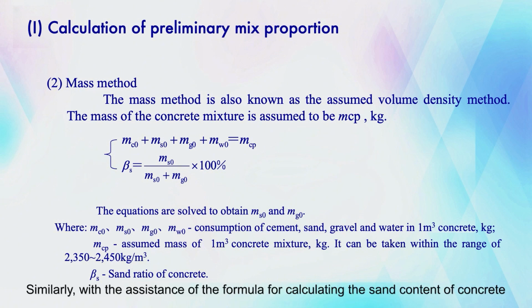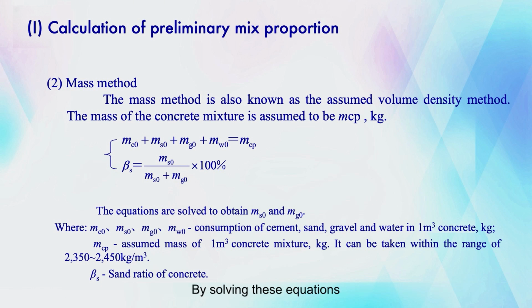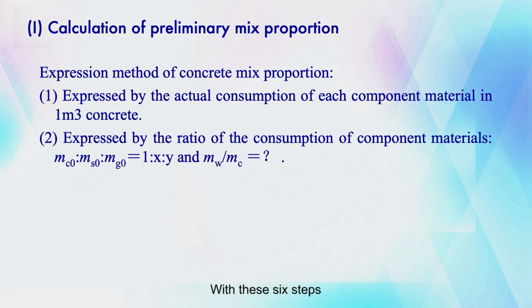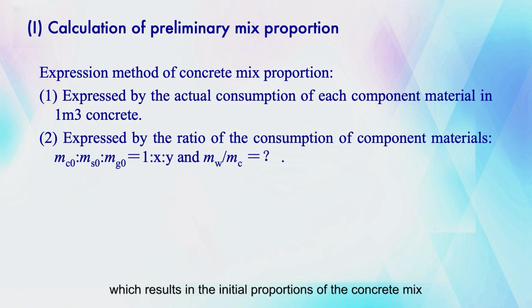Similarly, with the assistance of the formula for calculating the sand content of concrete, you can establish a binary quadratic set of equations for sand and gravel. By solving these equations, you can determine the quantities of concrete, sand, and stone. With these 6 steps, you can determine the quantity of each component material in the concrete, which results in the initial proportions of the concrete mix.